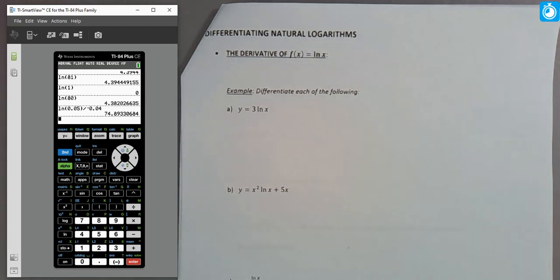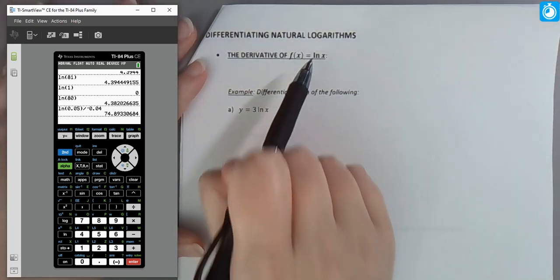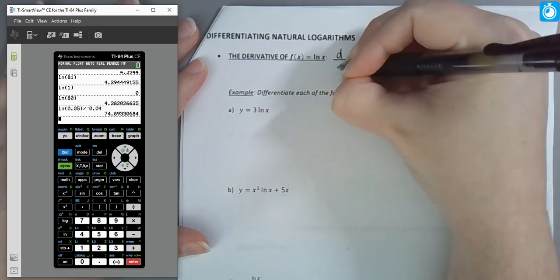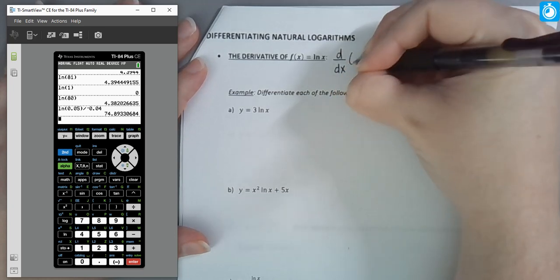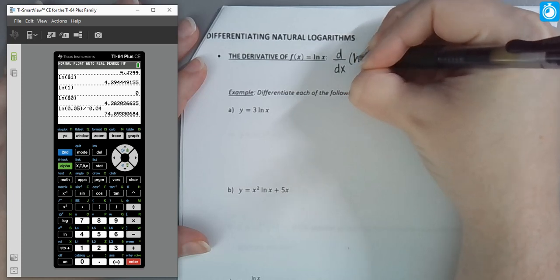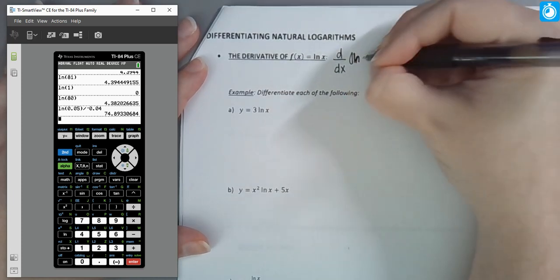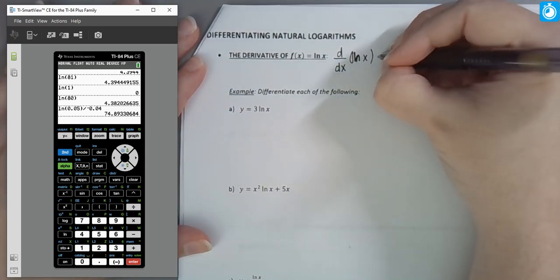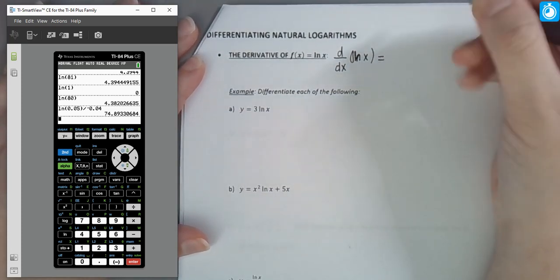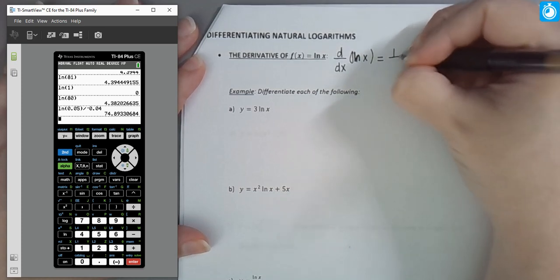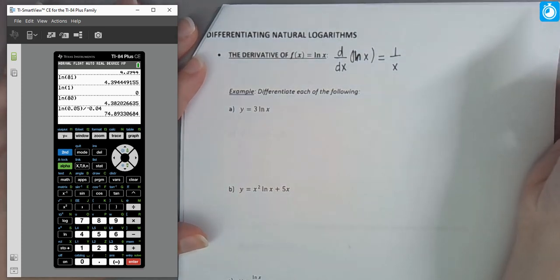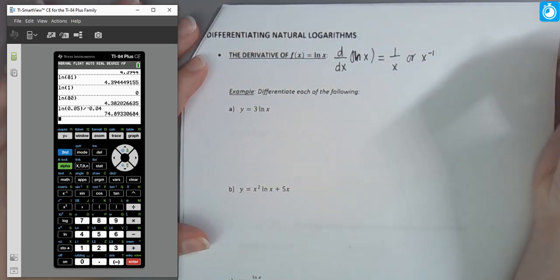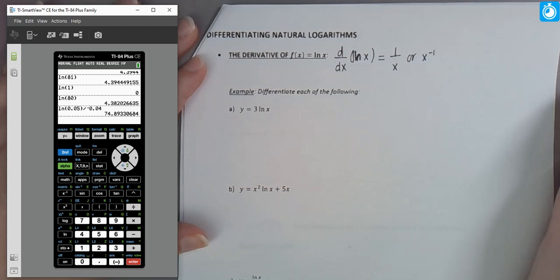So what is the derivative of the function f of x is equal to the natural log of x? So if we're taking the derivative with respect to x of this natural ln function of x, there we go, that should be an ln, apologies. When we take the derivative of the natural log of x, its derivative is going to be 1 over x, or x to the negative 1, if you want to think of it that way. That is going to be the derivative.